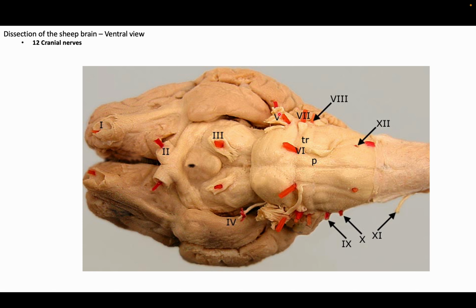Then we have cranial nerve 5 here. So cranial nerve 5 is called the trigeminal nerve. It's a mixed nerve with sensory branches for the face. It's going to control forehead movement, jaw movement, and also chewing as well. This is cranial nerve 6, also known as the abducens nerve. This is a motor nerve that controls the lateral rectus muscle of your eye, and it's responsible for moving your eyes outwards.